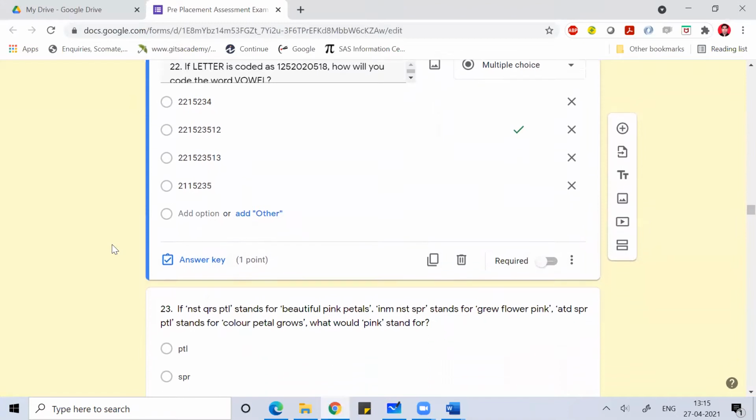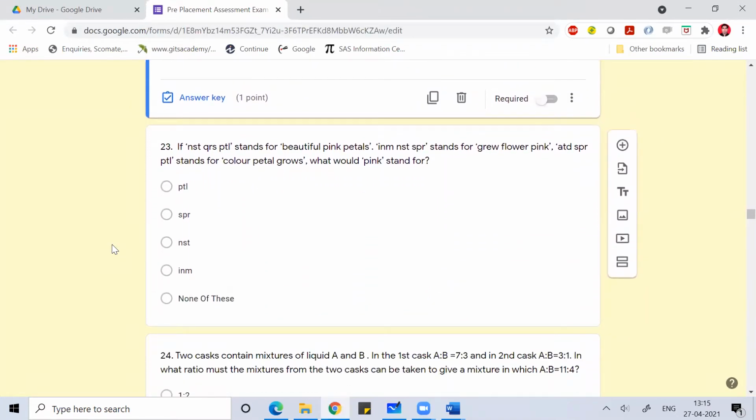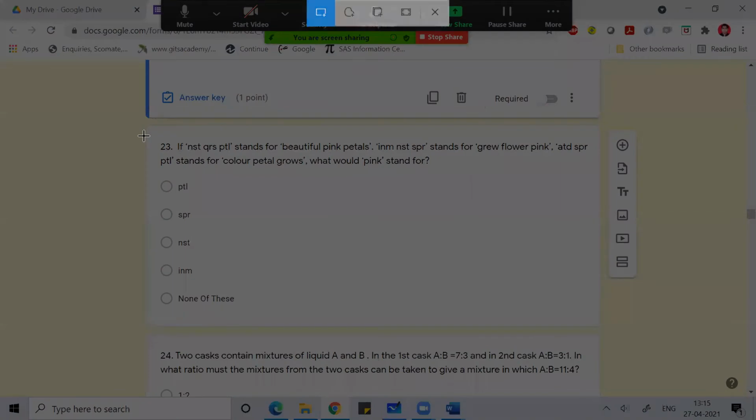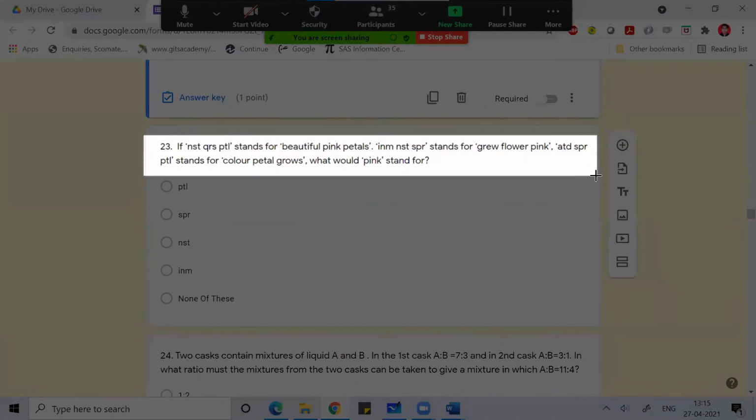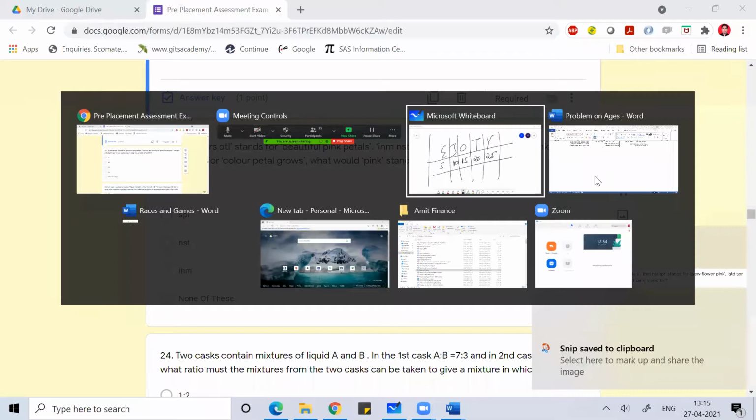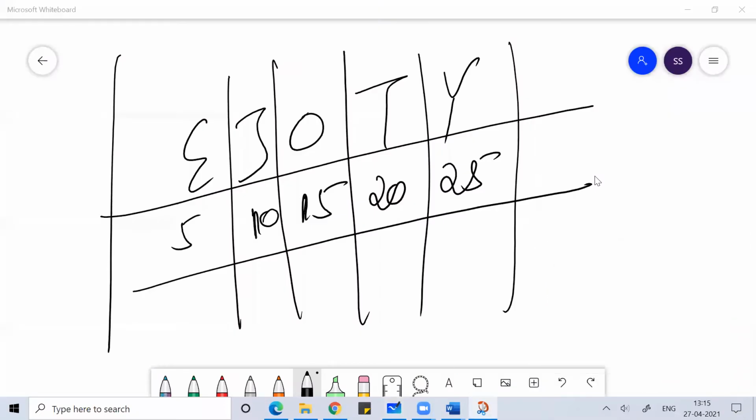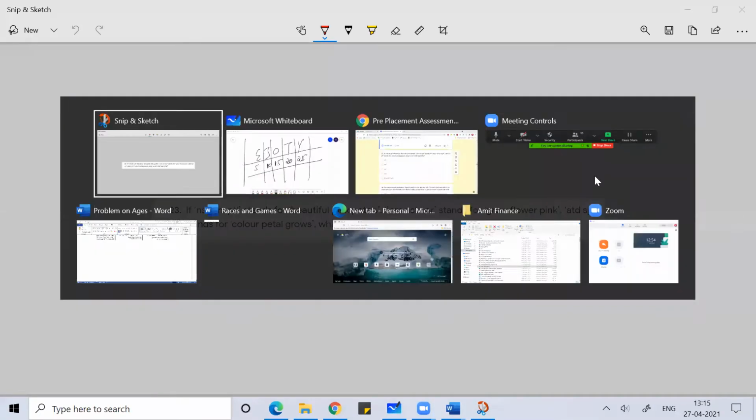I don't think anyone will have doubt on this kind of question. If you see question number 23, this is also easy, right? Do you have doubt on this kind of question? 23, guys.